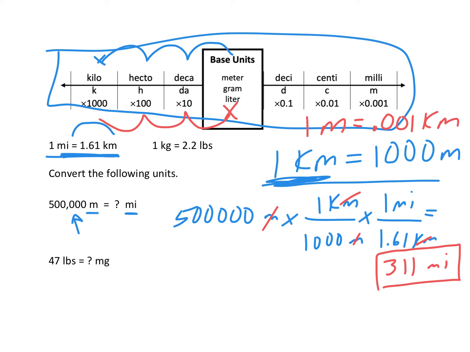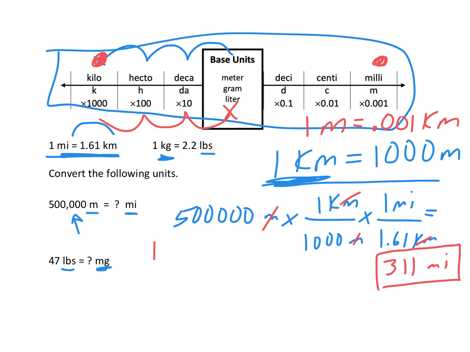So let's look at another example. Here I'm trying to go from pounds to milligrams. I know how to go from pounds to kilograms, but then I'm going to have to take one more step to go to milligrams. So I need a connection between kilograms and milligrams. I say, what's bigger? Well, kilograms are bigger. That's over here, that's this prefix, and millis over here.